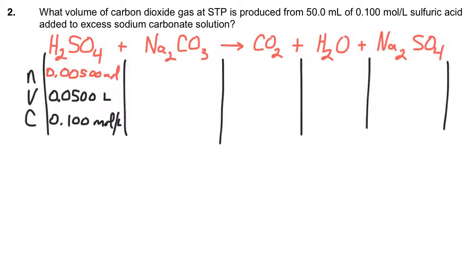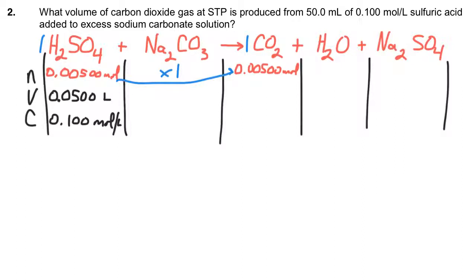And I want to know the volume of carbon dioxide gas, so I need to find out how much carbon dioxide is being produced. It's a 1-to-1 ratio, so the molar amounts are the same. Now, I want to know the volume of carbon dioxide gas. So I could do like I did in the previous example where I take the number of moles, use my molar volume at STP, and calculate the volume that way.